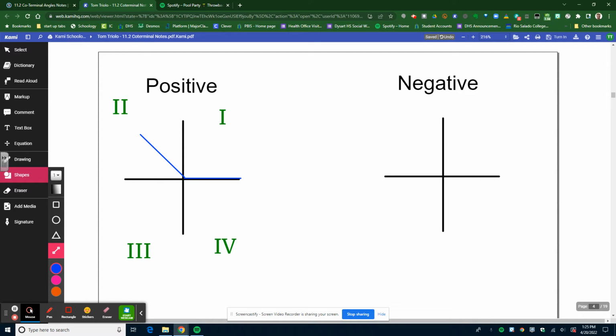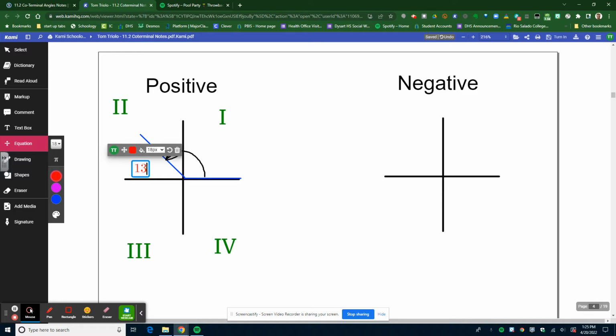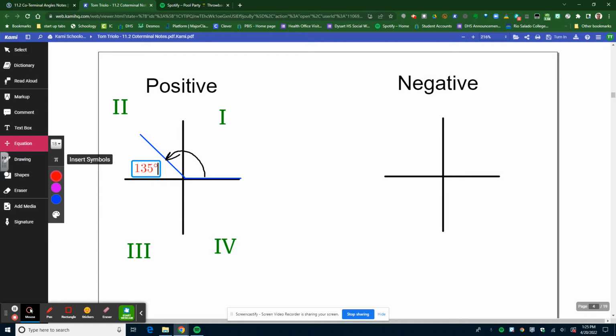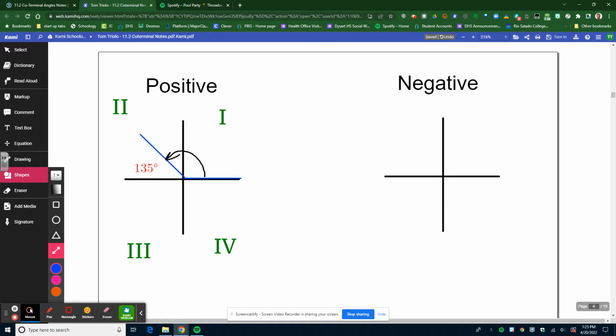Okay. Take your drawing tool, move it counterclockwise, and let's label this as 135 degrees. That's it. And let's make a negative one. Pick a number between -0 and -360. 272. Fancy. Okay. So shapes tool again.